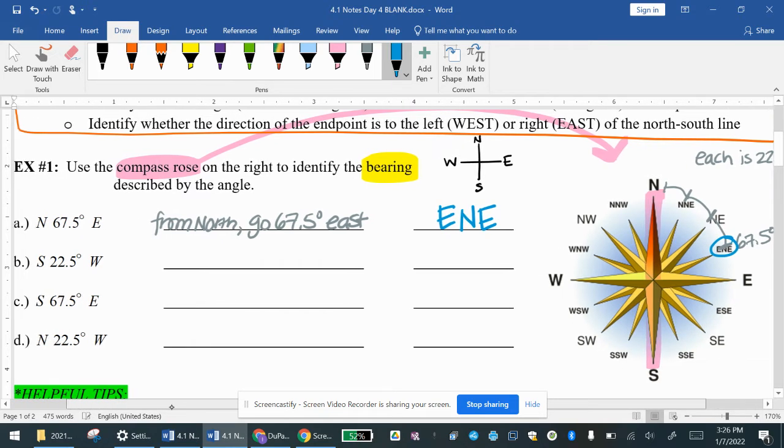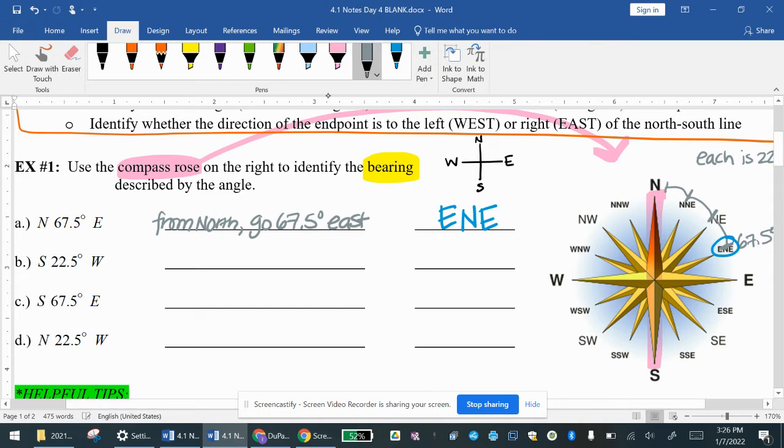Okay, let's try another one. From the south, so that's the bottom half of the y-axis, you're going to go 22.5 degrees, but west. That is to the left. So from the bottom half of the y-axis, aka the north-south line, you're going to go 22.5 degrees to the left. That lands you at south-southwest.